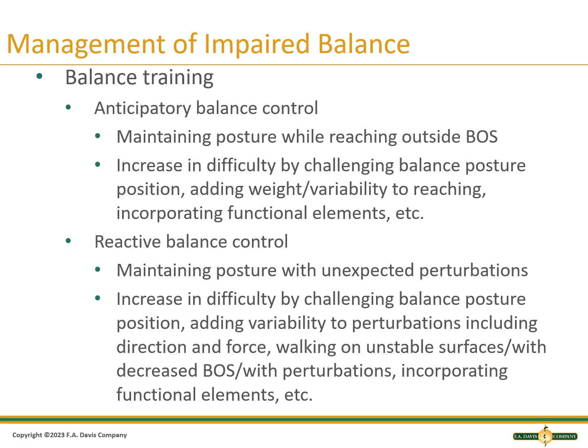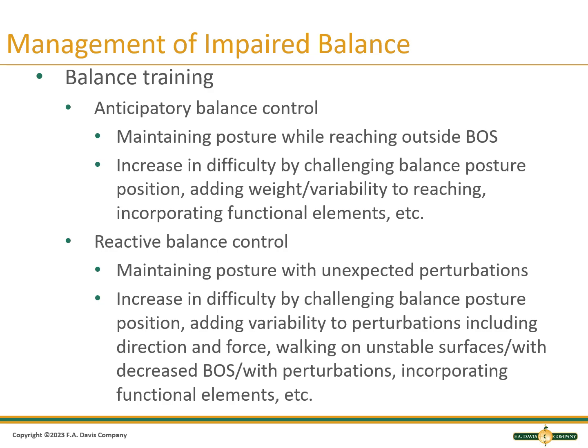Anticipatory balance control is refined by having the patient maintain posture while reaching outside of the base of support. Because the body has to anticipate the center of mass shift towards the edge of the base of support, and make corrective adjustments, we can increase the difficulty by starting the patient in a more balanced, challenged position. So maybe we start them with their center of mass closer to the edge of that base of support. Or we can add weight or variability to reaching outside of the base of support and incorporating functional elements like reaching overhead towards a cabinet, which would be a more functional reach.